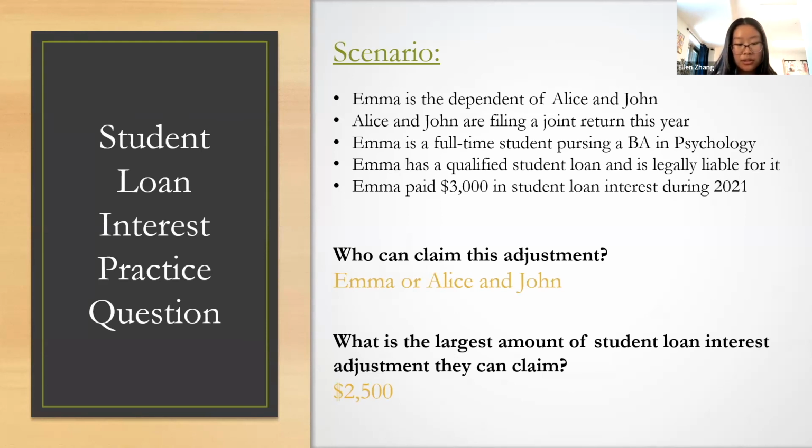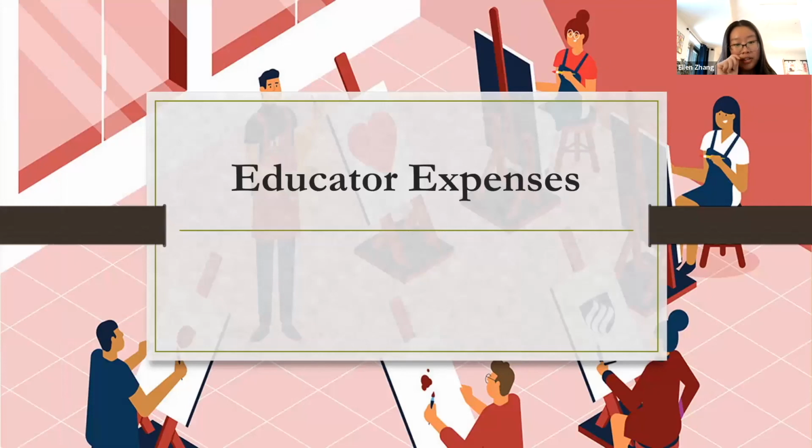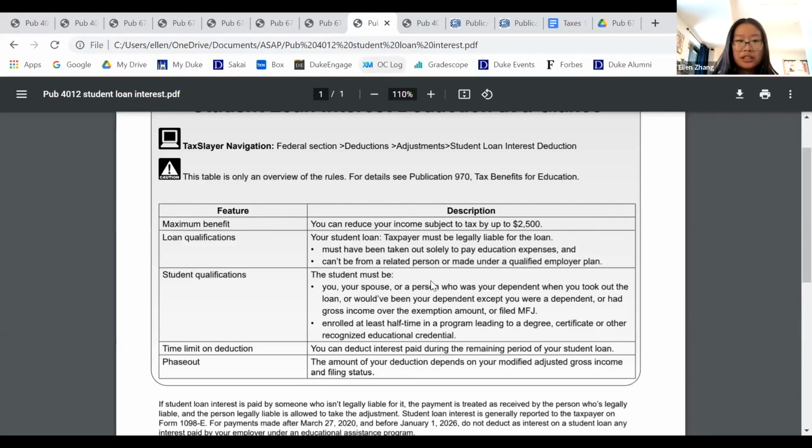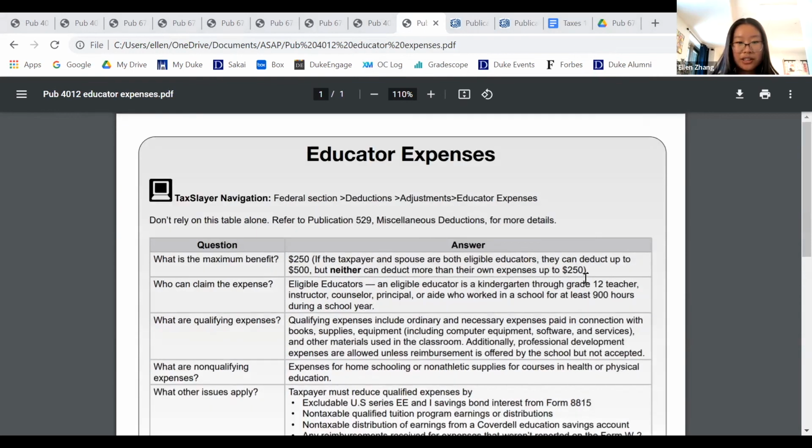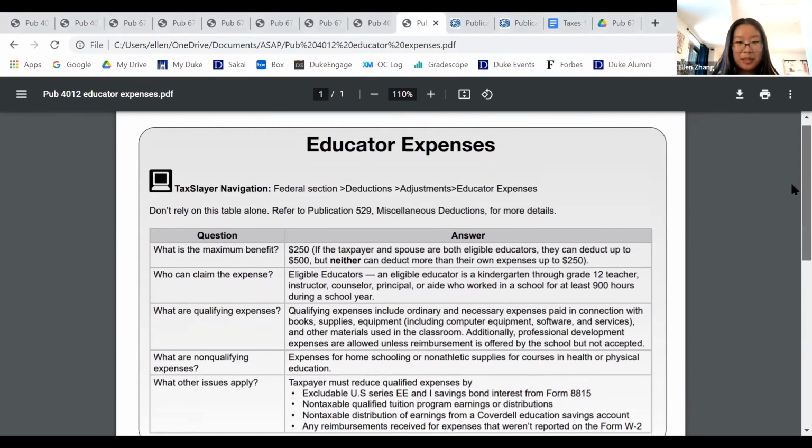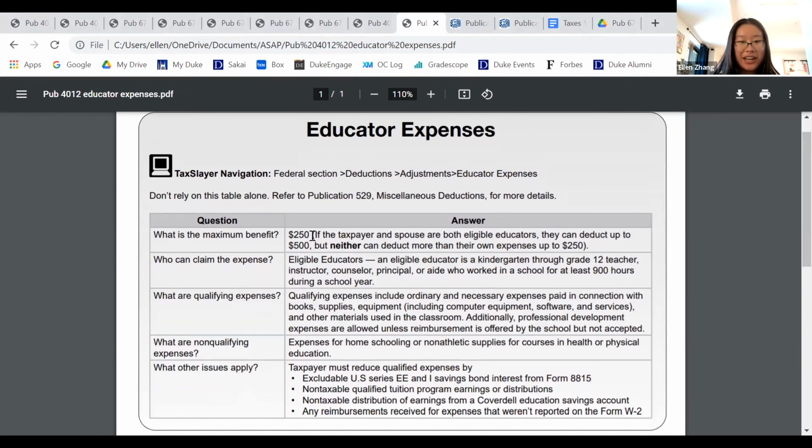And now that we're done with student loan interest, let's move on to the second most common adjustment, which is educator expenses, specifically for teachers of K through 12 students. This is usually the most common one. Let me reshare my screen. We're not going to spend too much time on this one because I also feel like not many people who are watching this Zoom right now are a teacher of K through 12. So we're just going to highlight a few important things and then move on.